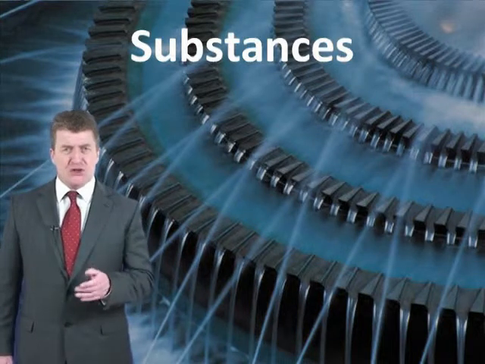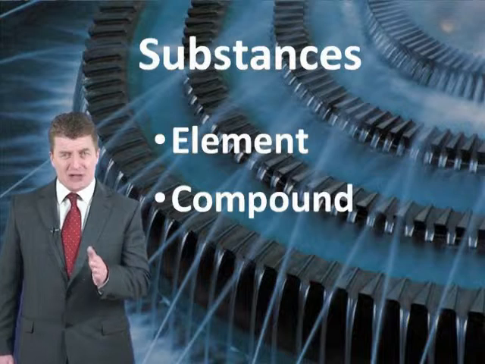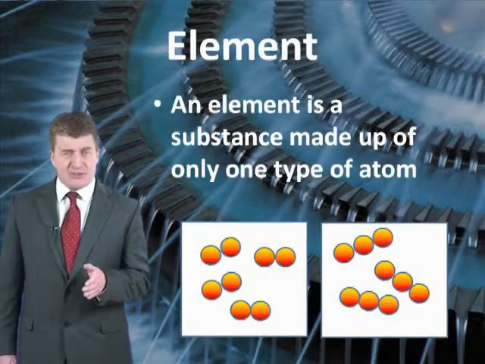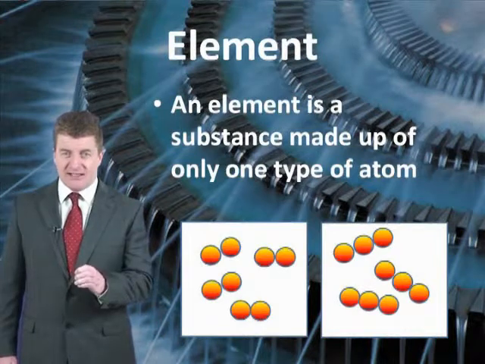Now I want to discuss substances. There are three types of substances. You've got elements, compounds and mixtures. An element is a substance made up of only one type of atom. So it's only got one type of atom in there.